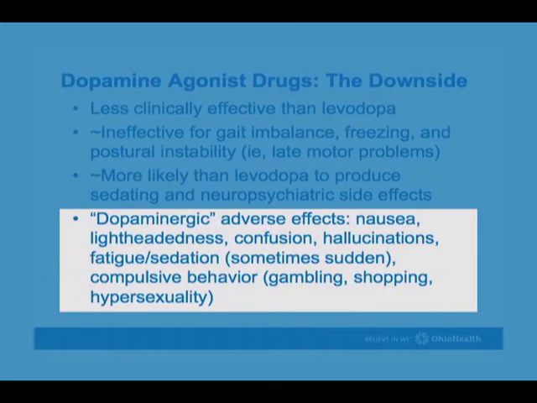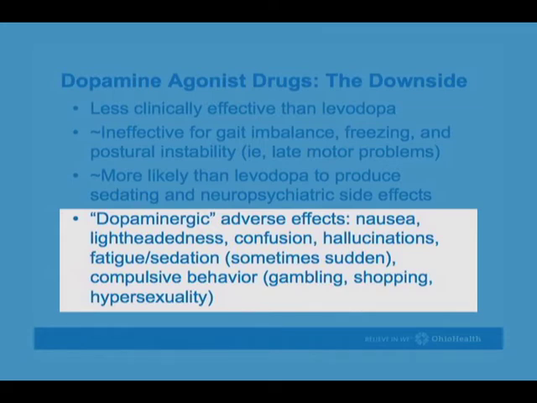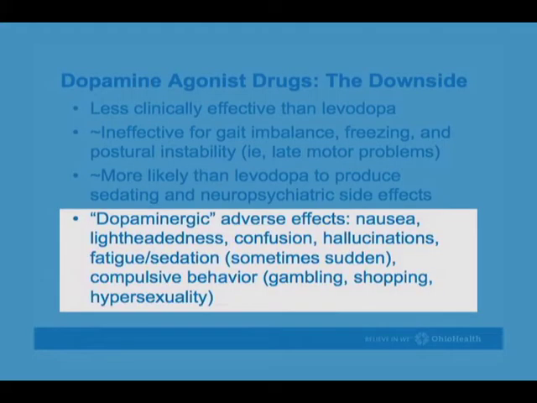Dopaminergic side effects are, again, a bit more common than with levodopa: nausea, being lightheaded from blood pressure dropping, sometimes confusion. Sometimes people tell me that they think much more crisply on these drugs than off, and that does happen. Hallucinations, usually visual, people, animals, usually friendly, not always friendly. Sometimes delusional thinking, fatigue, and sometimes sudden fatigue. We used to call them sleep attacks, and maybe we still do, where people would try one of these dopamine agonist drugs and they'd fall asleep.